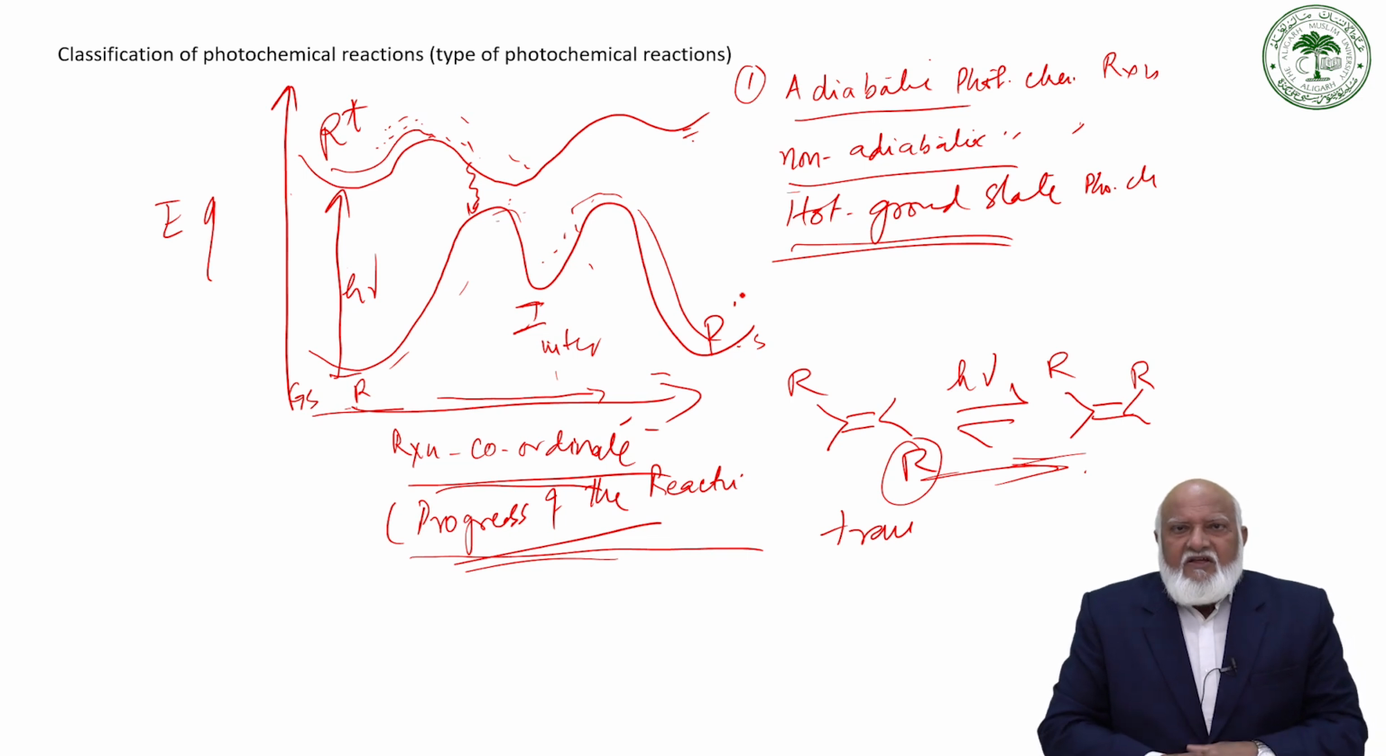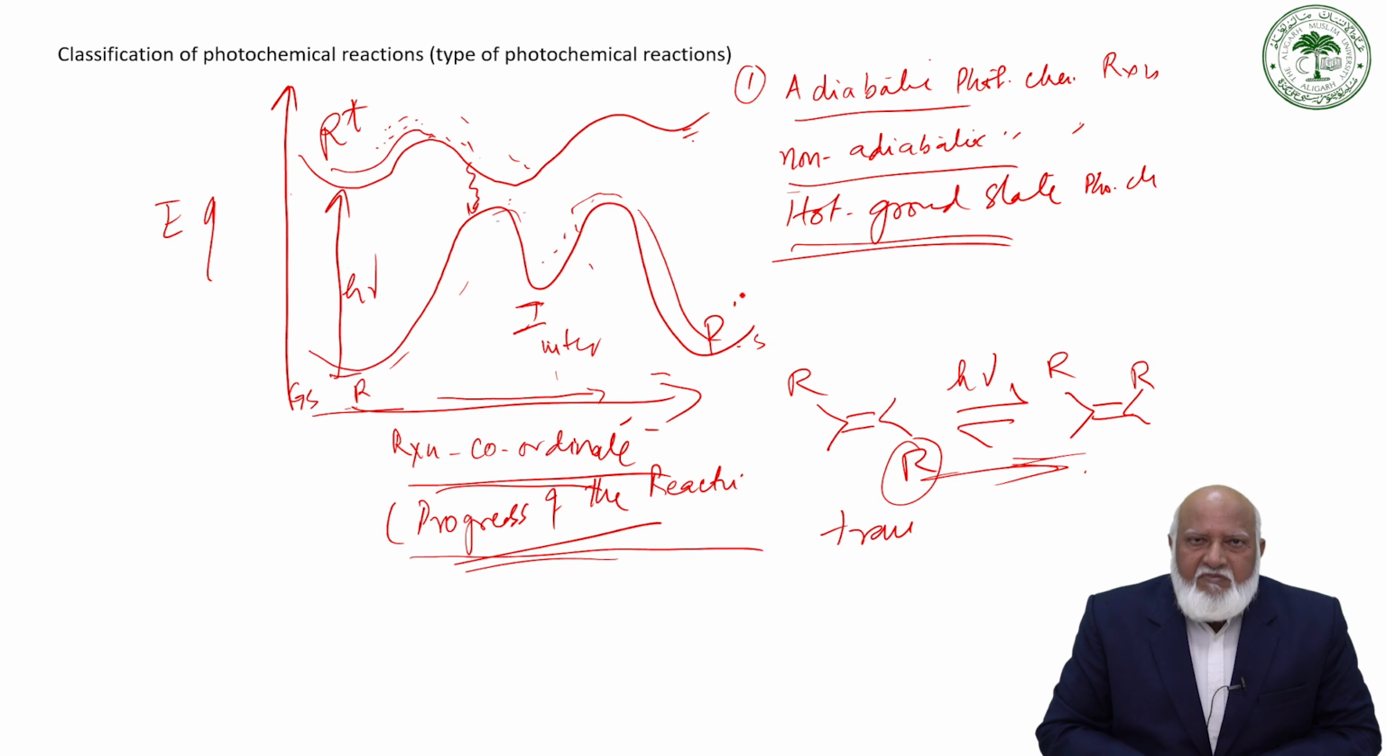So photochemical reactions have been classified into three different types, based on the potential energy curves of the ground state as well as the excited state. These three types of photochemical reactions are: the adiabatic photochemical reaction, second the non-adiabatic photochemical reaction, and third the hot ground state photochemical reaction.